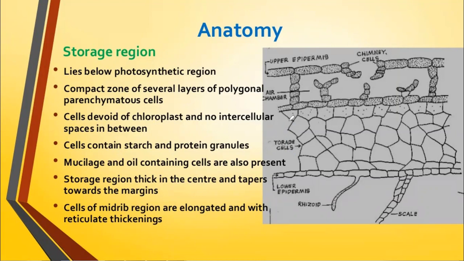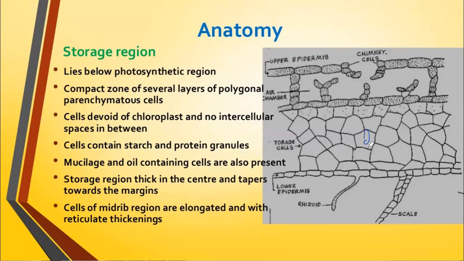The storage region is made up of compactly arranged, non-photosynthetic cells. Okay, they are just below the photosynthetic cells. These are devoid of chloroplast. They do not have any chloroplast in them. That is why they do not undergo photosynthesis. But they help in the storage of the food which is produced during photosynthesis. All the food which is produced in the form of oil, starch, and mucilage, okay, it is found stored in this region, the compactly arranged parenchymatous region.